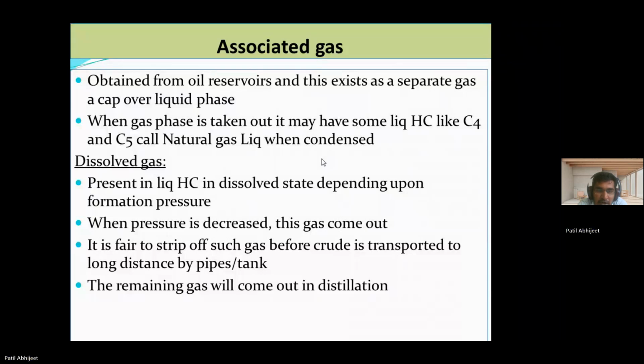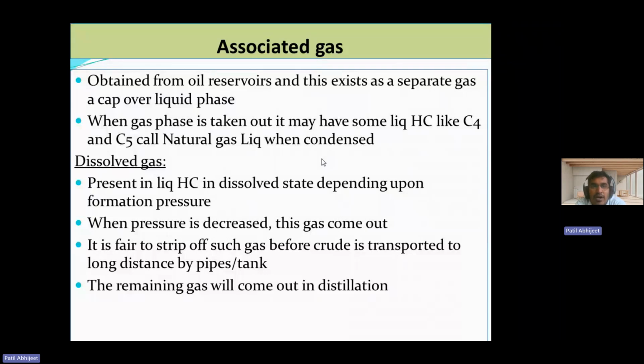Now this is the actual stripping stage, where such gas comes out before crude is transported over longer distances either by pipes or tanks, but the remaining gas will come out in case of distillation. So that will again be a fair cause that may occur with respect to that dissolved gas. So dissolved gas is present in the dissolved state, but it depends upon the formation pressure.